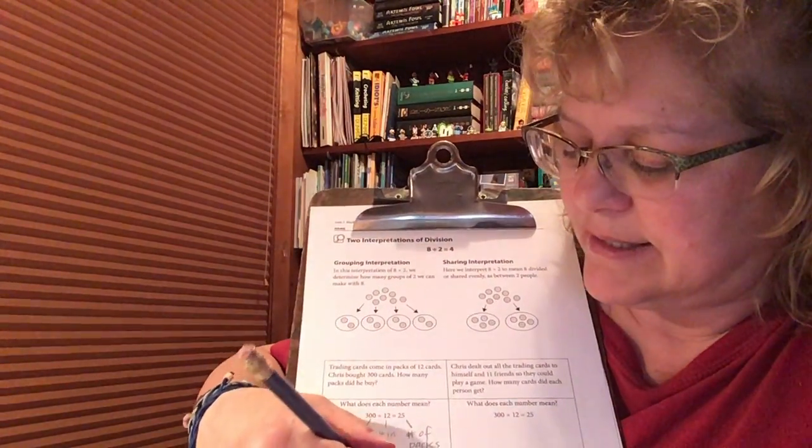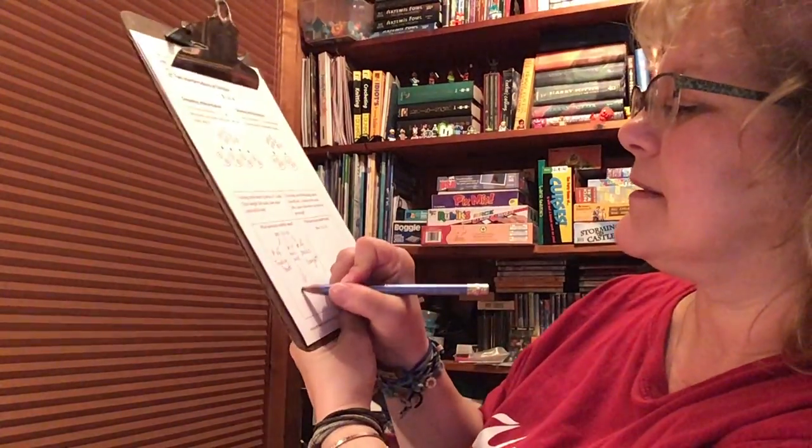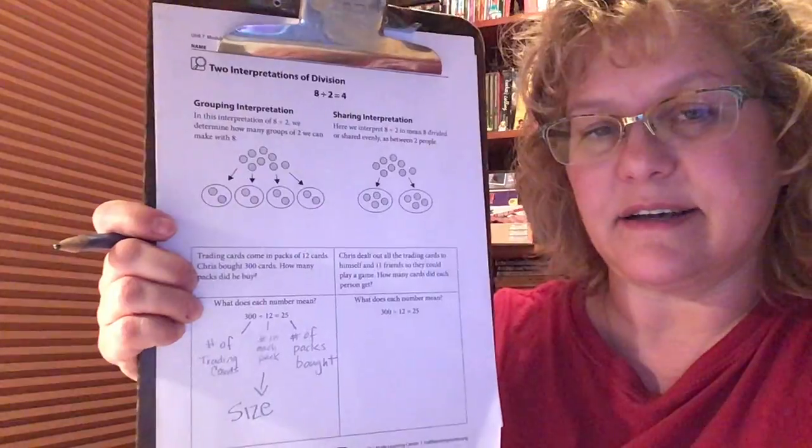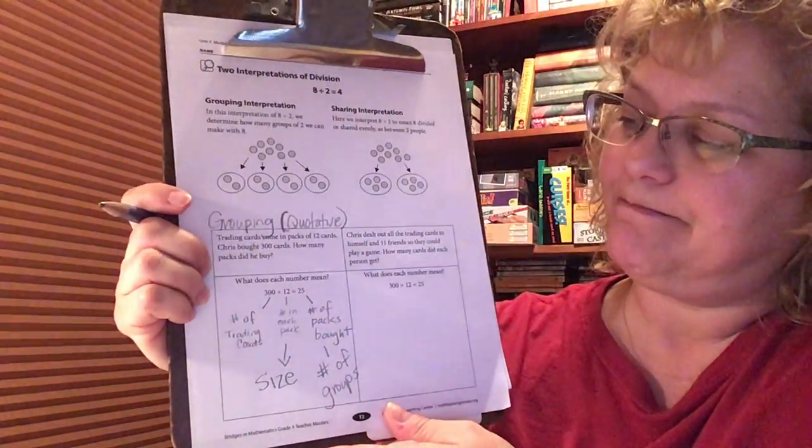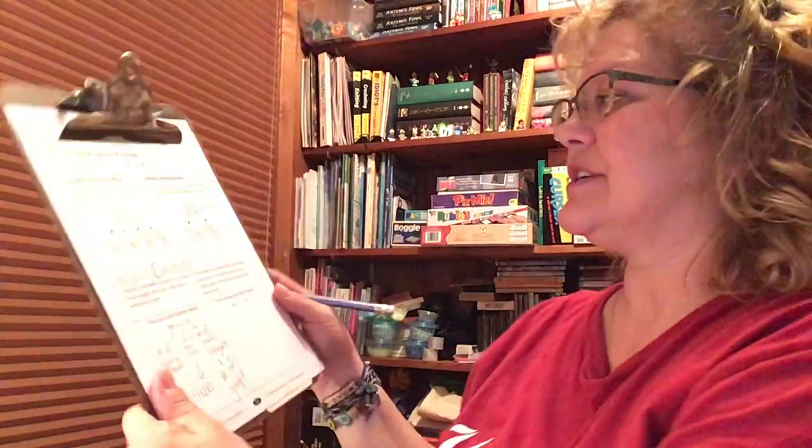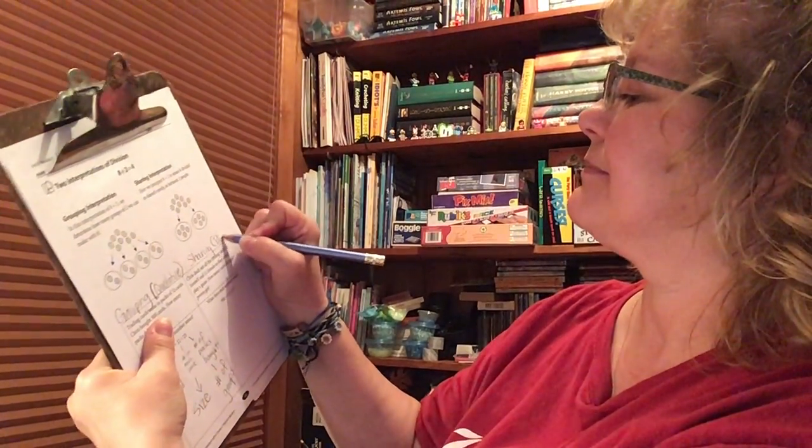All right. So when we look here at the grouping type, we see that this is actually the size of each group. And the answer right here is the number of groups that we need to know. Number of groups. Again, this is called the grouping method. Or, what's that other word for grouping? Quotative. Yep. All right. So for the sharing over here, and I can just write that, sharing. And what was the word I just used for sharing? Partitive.